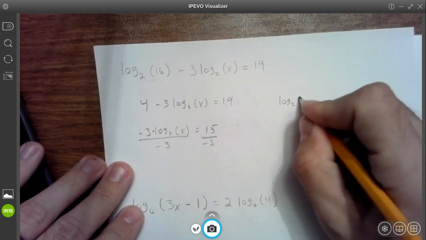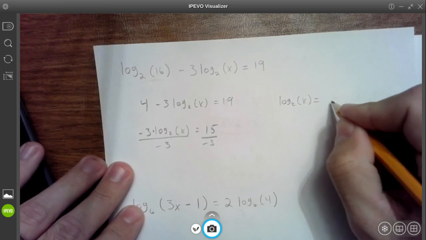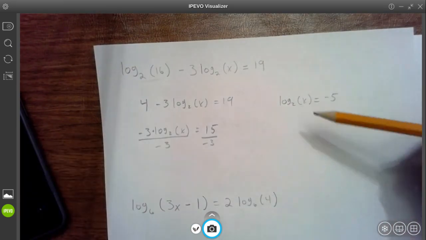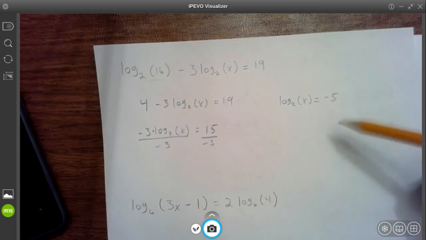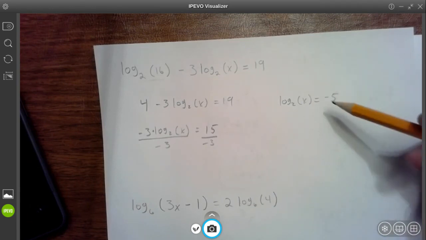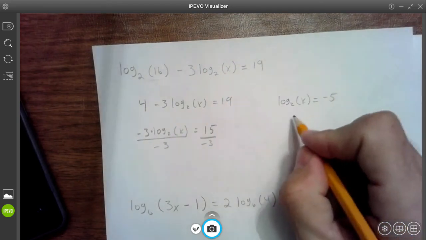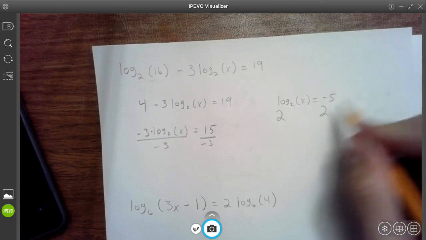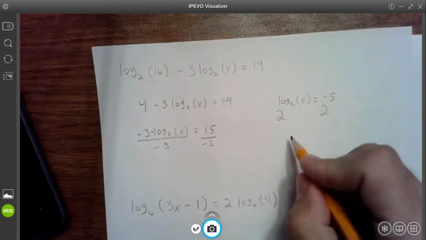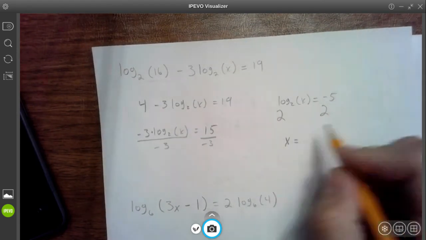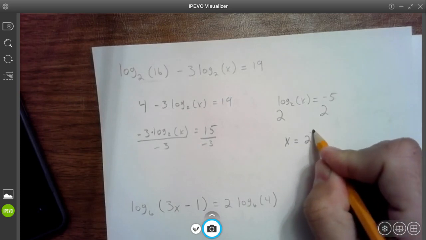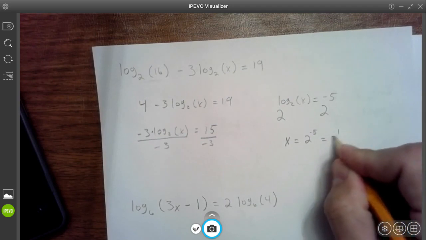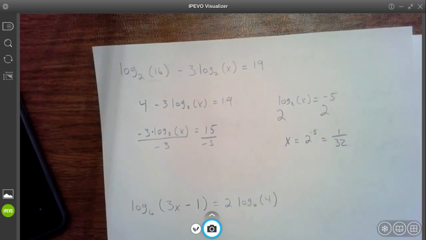It's going to leave me with log base 2 of x is equal to negative 5. And now I'm going to do 2 to the power of on both sides. I'm going to exponentiate both sides. So I'm going to do 2 to all of this and 2 to the negative 5. That leaves me with x on the left, and whatever 2 to the negative 5th is my answer. All right, this comes out to be 1 over 32.